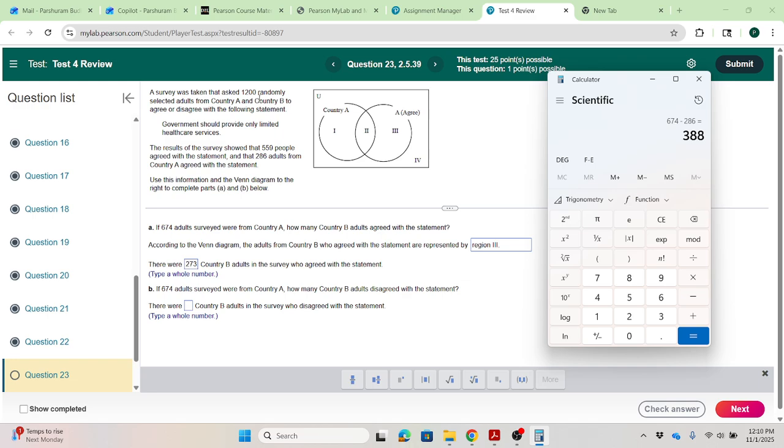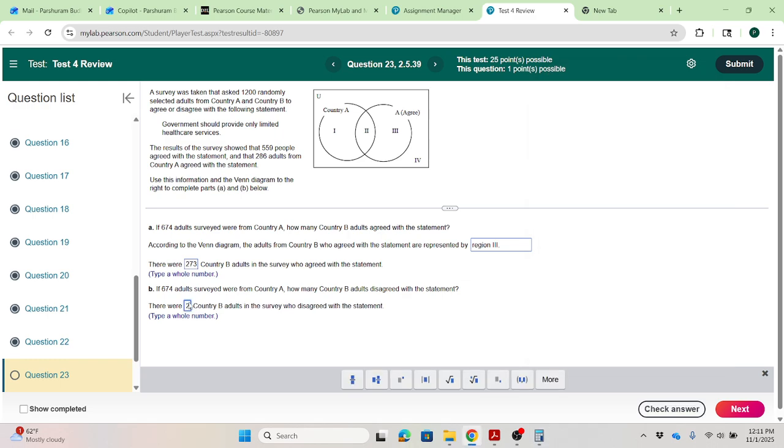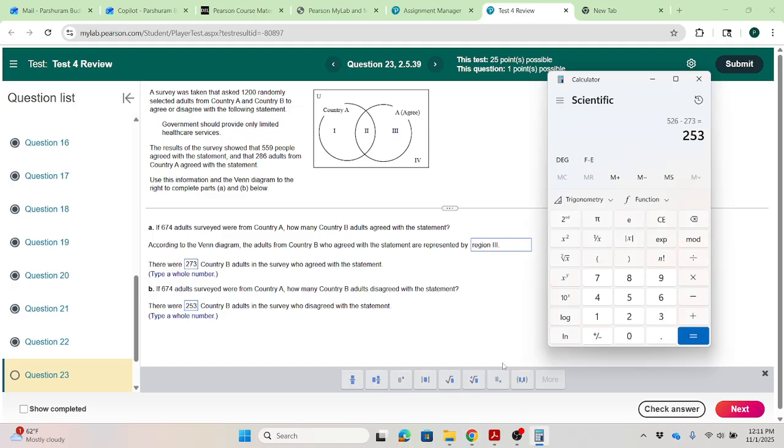So altogether 1200 total. Out of 1200 minus 674 from country A, okay, so total from country B is 526. Out of 526, the agreed, they are from country B, and out of country B 273 adults they agreed. So minus 273 from that gives me 253 they are disagree from country B. Let's check.